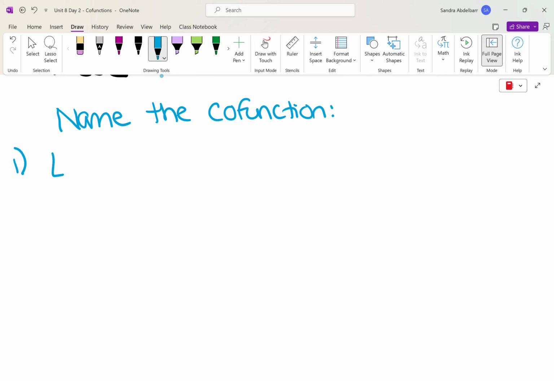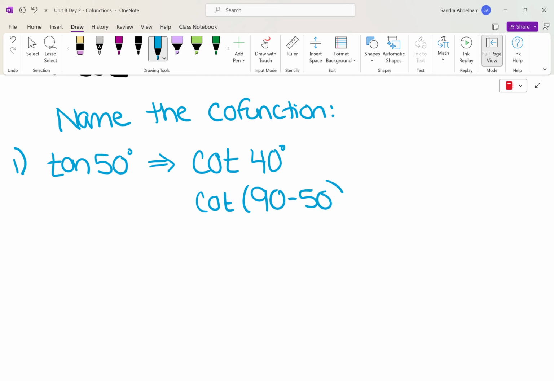So the first one, if I have the tangent of 50 degrees and I want to name its cofunction, well, what was the cofunction of tangent? Cotangent. Then we're going to say the cotangent of the complement of that angle. So if it's tangent of 50 degrees, it's going to be the cotangent of 40 degrees. So all you do is you take its cofunction and take its angle and subtract it from 90. So what we did was cotangent of 90 minus 50, and that's how we got the 40. Let's do more.